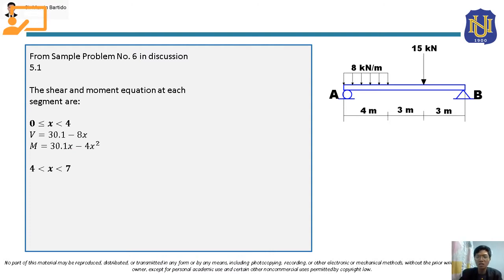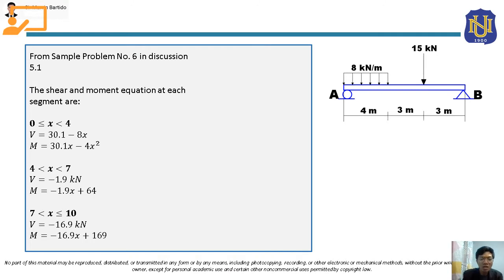And also, class, for the segment from 4 to 7, the second segment, the shear equation is equal to negative 1.9, and the moment equation is equal to negative 1.9x plus 64. And lastly, class, for the third segment, from 7 to 10, the shear equation is V equals negative 16.9, and the moment equation is M equals negative 16.9x plus 169.